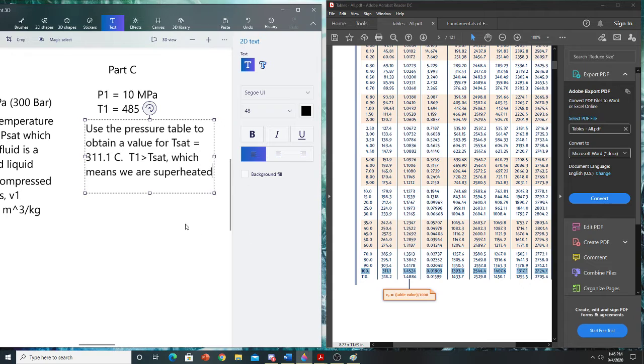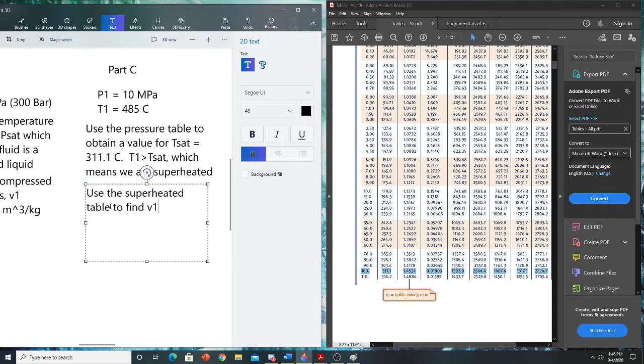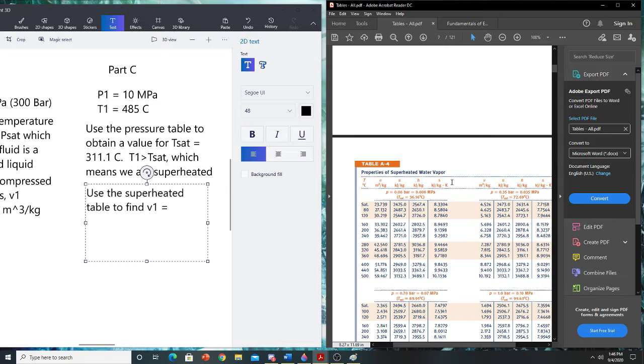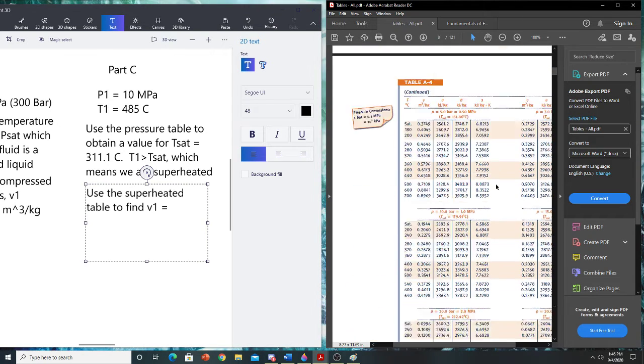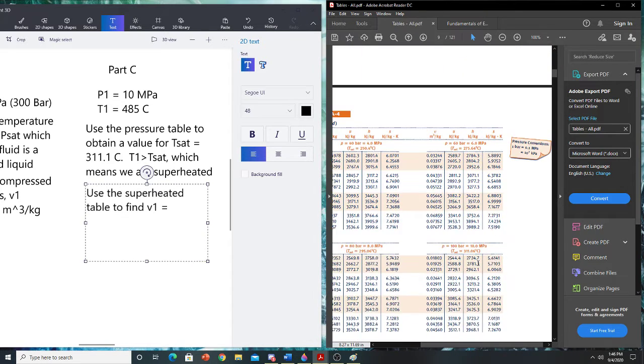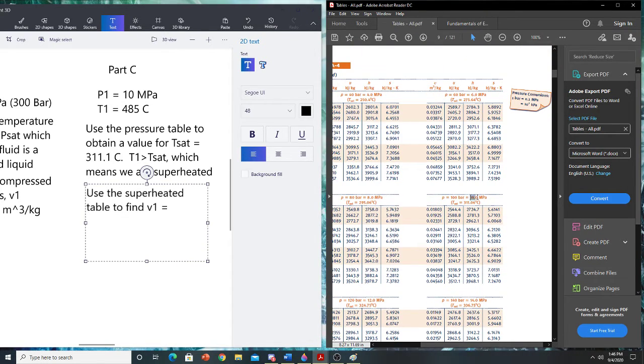So if we know that we are superheated, our next step should be to go down to the next table. Use the superheated table to find V1. I will do that in a second. So let's scroll on down. Here are the properties of superheated water vapor, which is the superheated tables. We must find 10 megapascals at 485 degrees Celsius. So we've got to scroll down just a little bit here. I think it's on, oh, here it is right here. One more down. 10 megapascals right here.